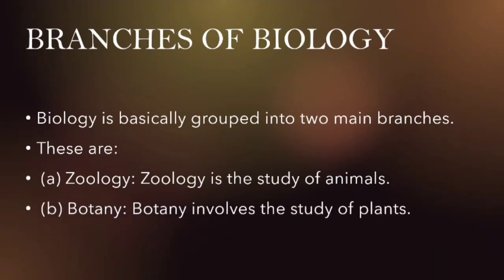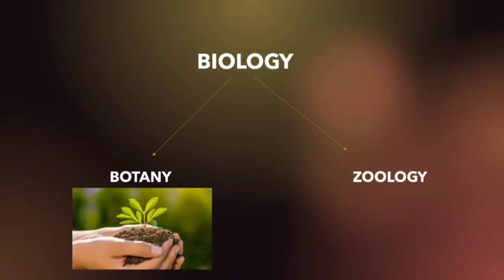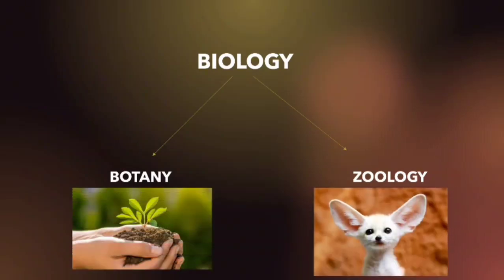And the second one, botany. Botany involves the study of plants. What am I trying to say? Biology majorly has two branches. The first one is botany and the second one is zoology. And what is botany? Botany is the study of plants, while zoology is the study of animals. Now there are other sub branches under these two branches I just mentioned, under botany and zoology. Lots of branches, but I'll just pick a few to explain to you in this video today.